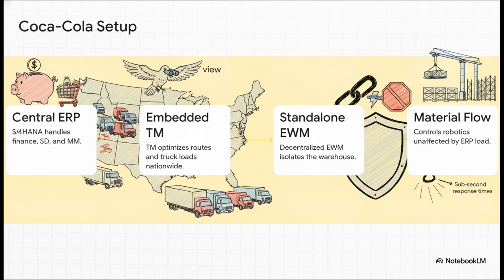But, and this is the kicker, they chose decentralized EWM on a standalone server for the warehouses. Why? Because EWM's material flow system actually controls their physical robotics and automated cranes. Those robots require sub-second response times. By decentralizing, Coca-Cola made absolutely sure that heavy financial processing on the central ERP wouldn't cause a latency spike that could literally crash a robot on the warehouse floor. Like, no way can you risk that.